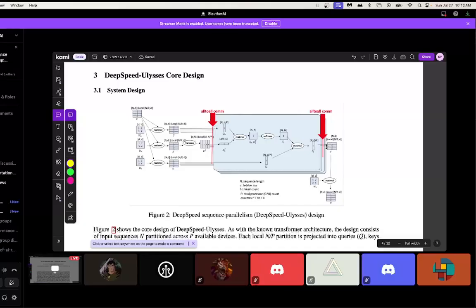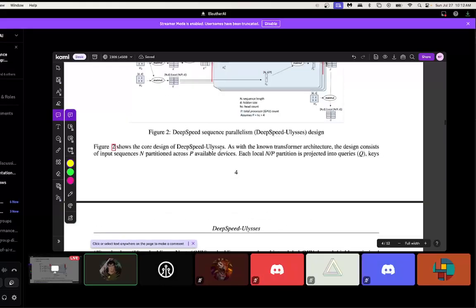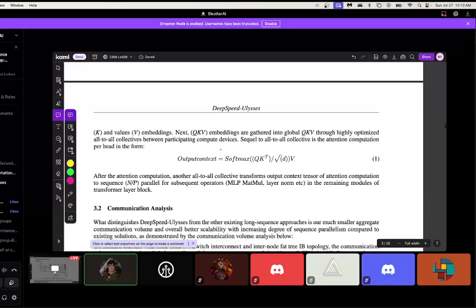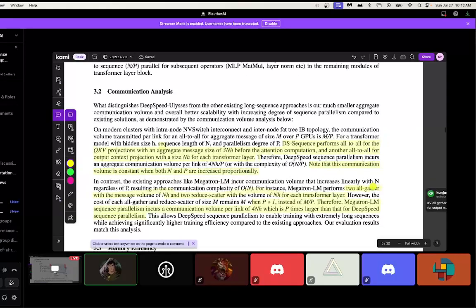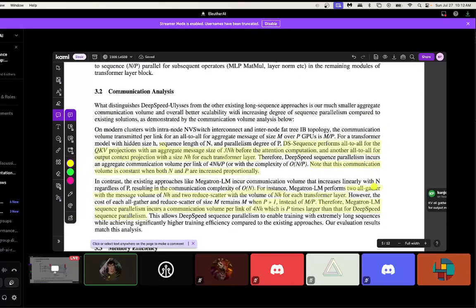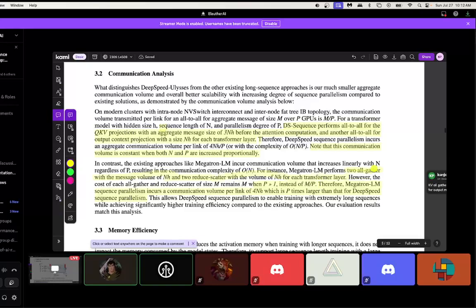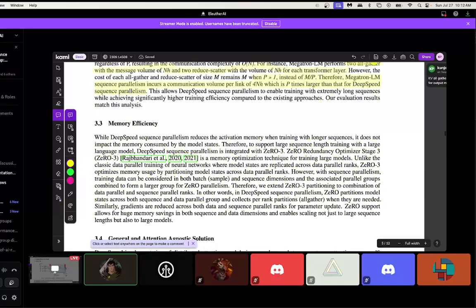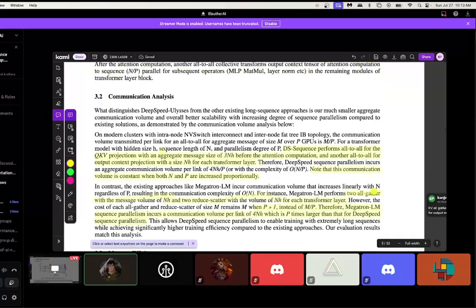Did they have any numbers or anything that shows it's a memory optimization, or is it a comms optimization? You mean for Ulysses? Yeah. That's a good point, actually. I did highlight this. They're saying the main benefit is on the comms, right? Because they're saying it scales better versus two all gathers. That's what they're saying.